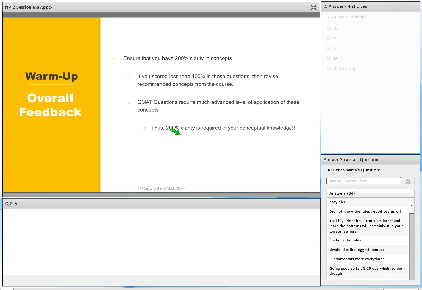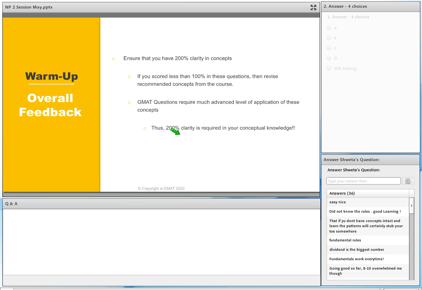Going good so far. 8 to 10 overwhelmed me. Don't worry. 8 to 10 is what we're preparing you for. Don't worry at all. Why do we treat remainder as dividend? Well, we further divide the remainder by the divisor just so we actually see the part which is not divisible by 5. Remainder is what remains.